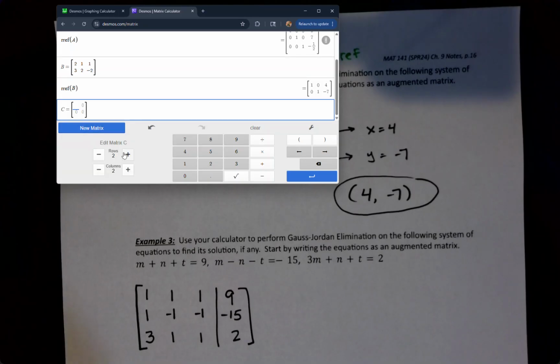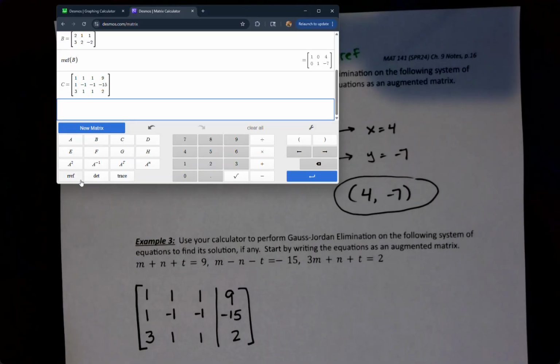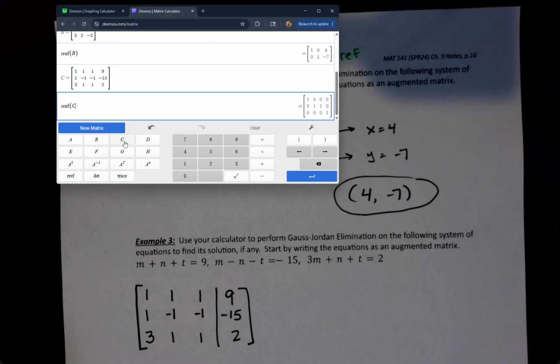We're going to enter a new matrix. It has 3 rows and 4 columns. Let's enter this. 1, 1, 1, 9, 1, -1, -1, sorry, -1, -15, 3, 1, 1, 2. That matrix is called C, so I'm going to do the row reduced echelon form of matrix C.